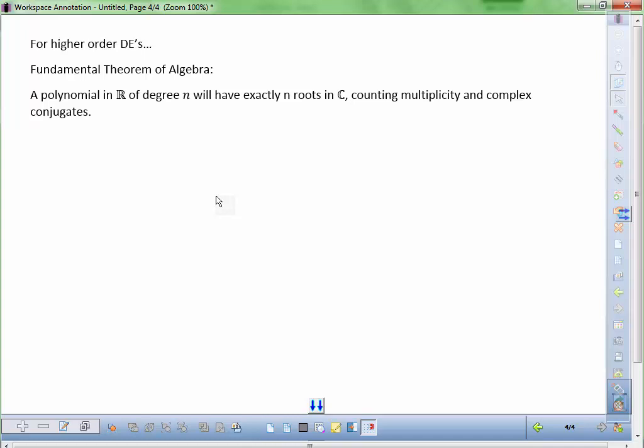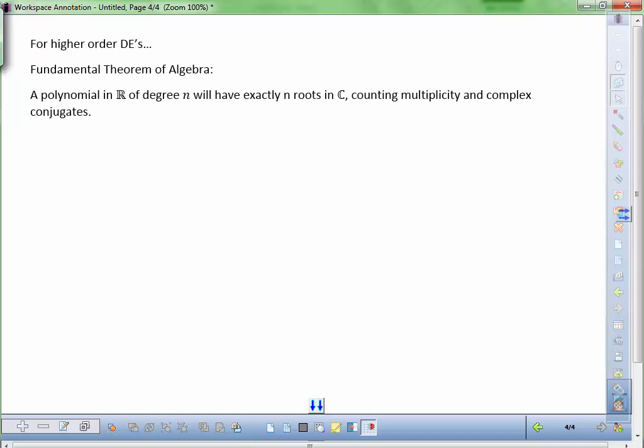Does that make sense? If I have a third degree polynomial, then I'm going to have 3 roots. If my polynomial is a 10th degree polynomial, I will have 10 roots. Exactly, not at maximum or minimum, but exactly 10 roots. Because you can have a second degree polynomial and have no roots.